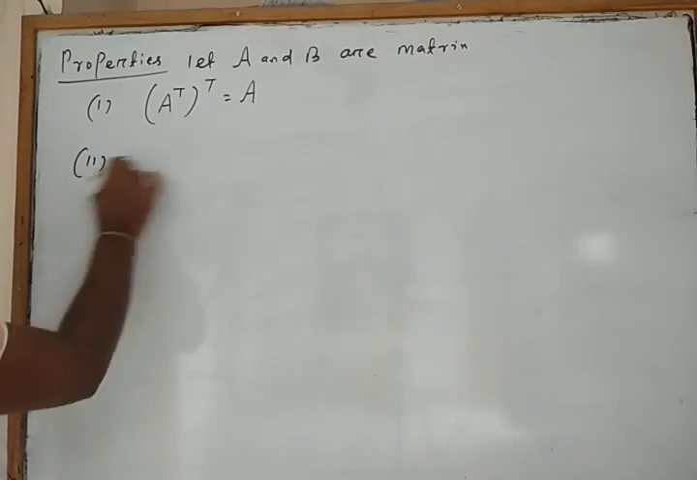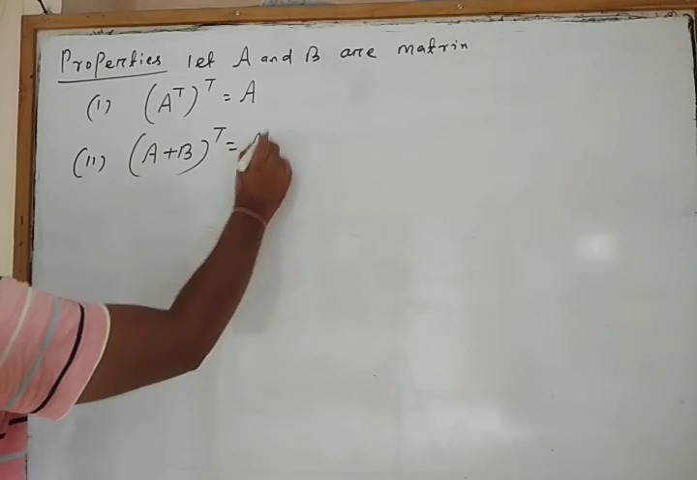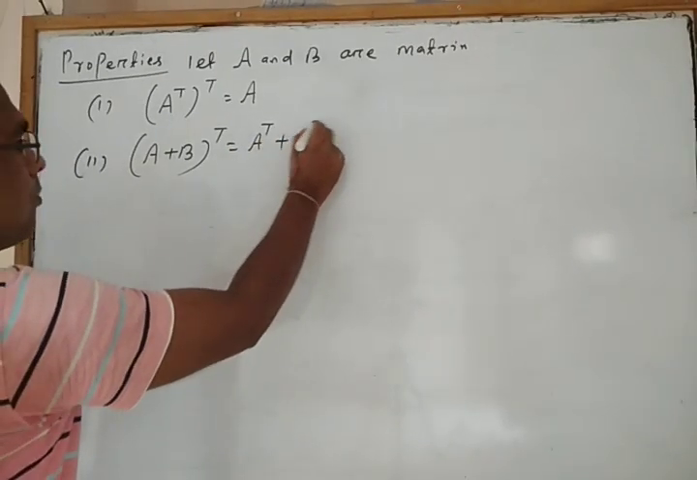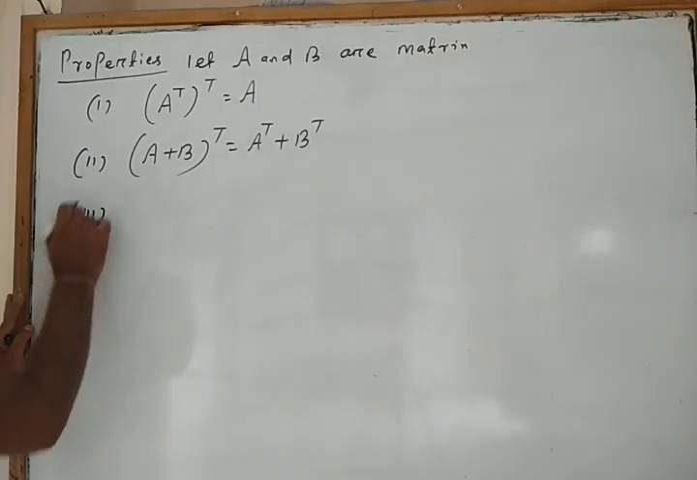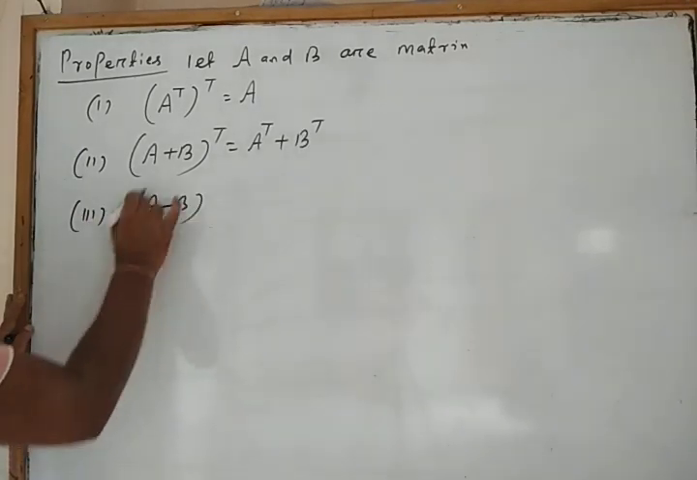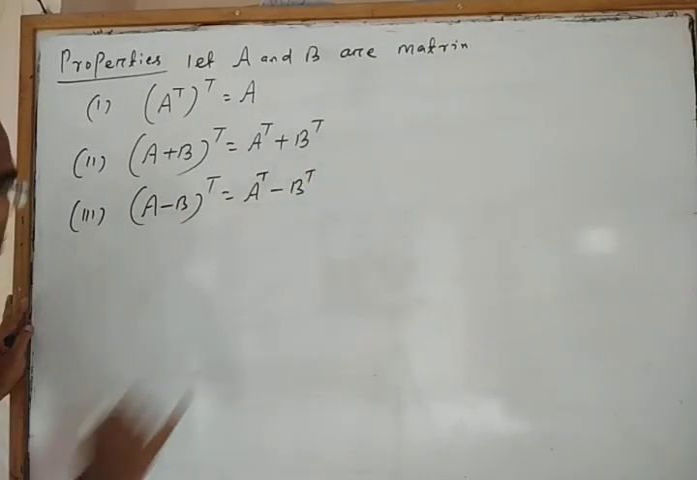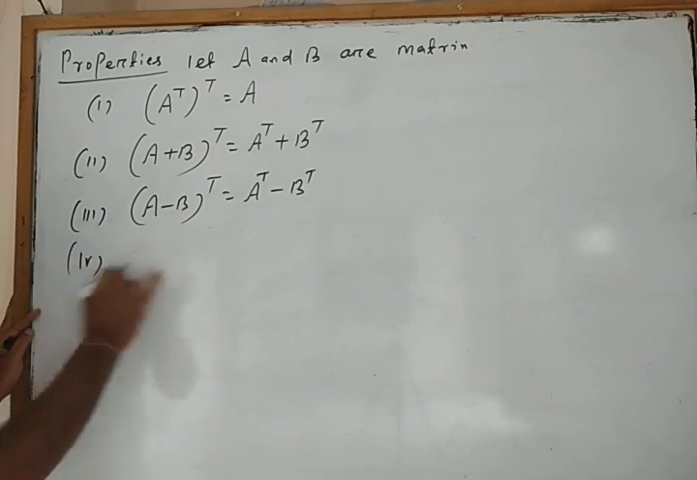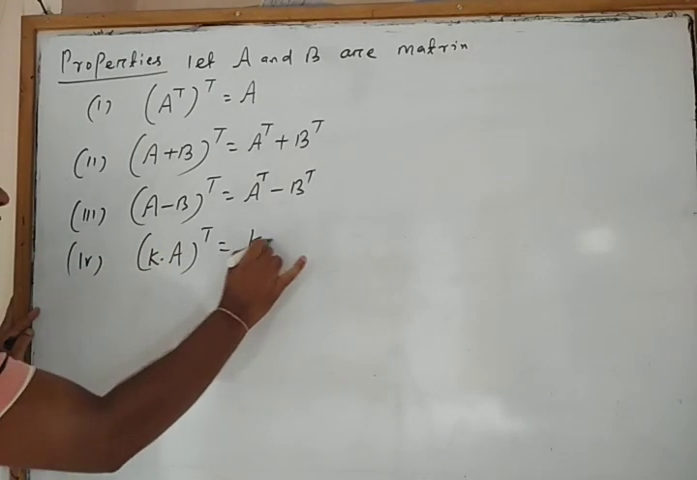Number 2, A plus B whole transpose is equal to A transpose plus B transpose, provided A and B are of the same order, because if they are not of the same order, then addition and subtraction are not possible. Number 3, A minus B whole transpose equals A transpose minus B transpose. And number 4, K into A whole transpose equals K into A transpose.